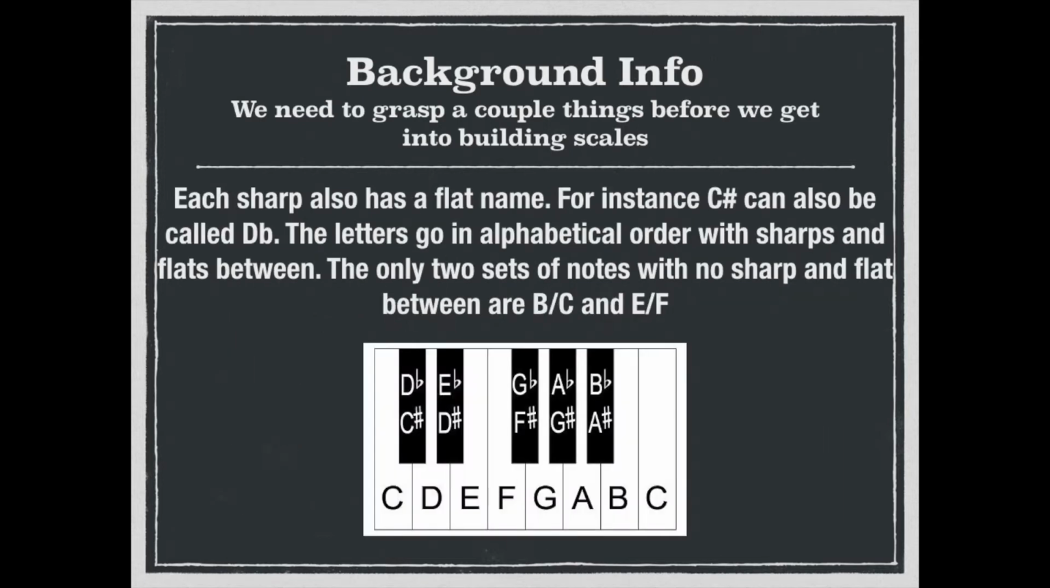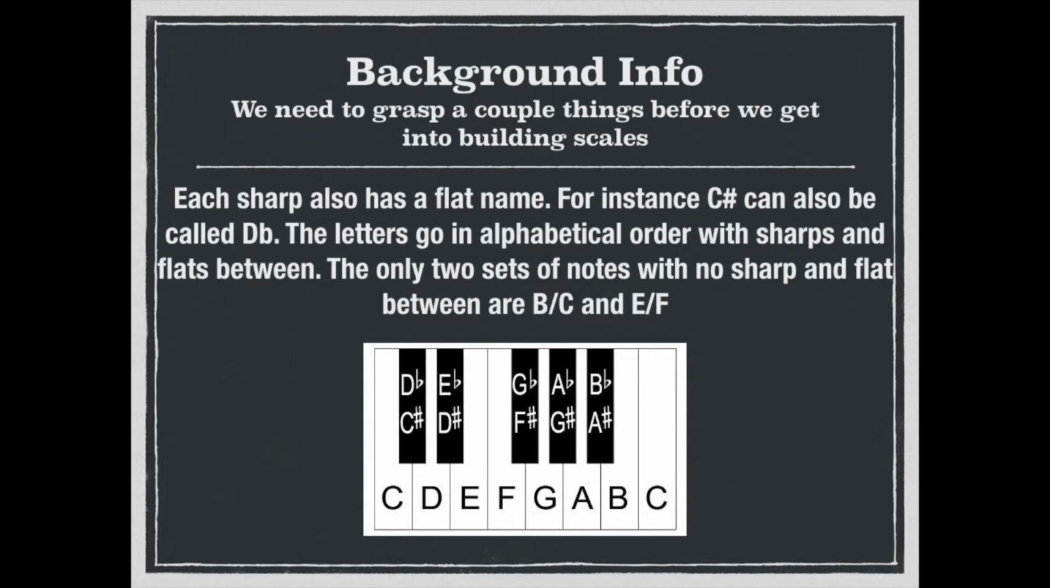Each sharp also has a flat name. For instance, C sharp can also be called D flat, and G sharp happens to be A flat. That's why I got confused reading the last slide. The letters go in alphabetical order with sharps and flats between.